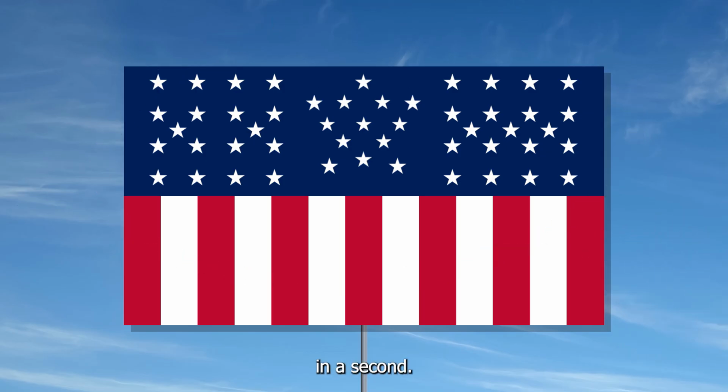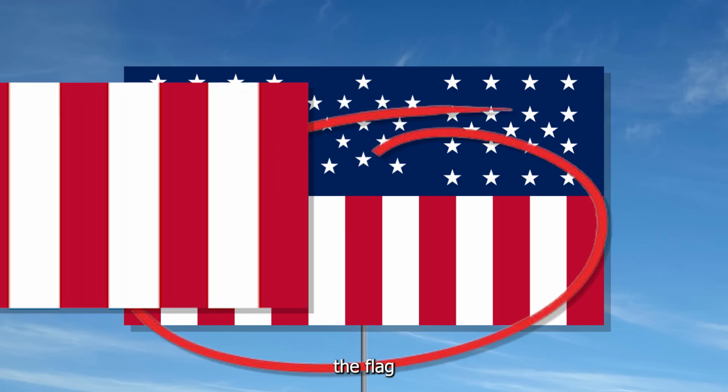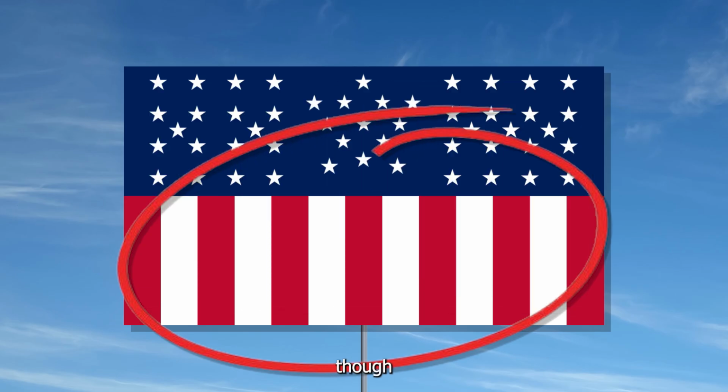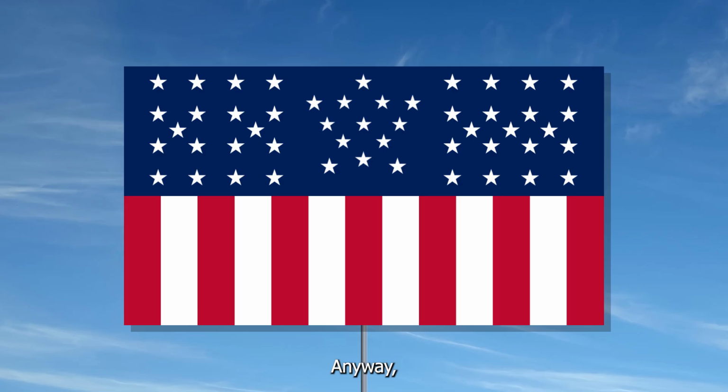I'll get back to that in a second, but first I need to clear up the historical element I added, which is at the bottom half of the flag. And that is the flag of the Sons of Liberty, but instead of 9 stripes, there are 13, for the 13 original colonies. Anyway, let's get back on top.